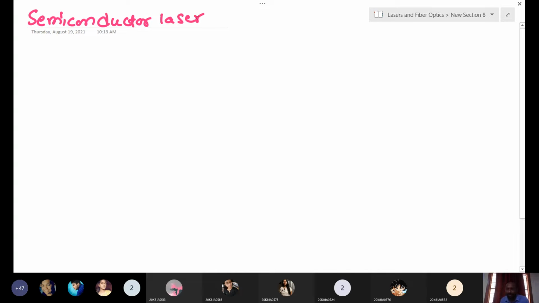Experiment: semiconductor laser diode, or laser. Here also we will use a simple p-n junction diode only. Once these electrons and holes recombine, it will emit the photon. This is a simple p-n junction diode, and when an electron and hole recombine, it emits the photons. That is what laser beam means.